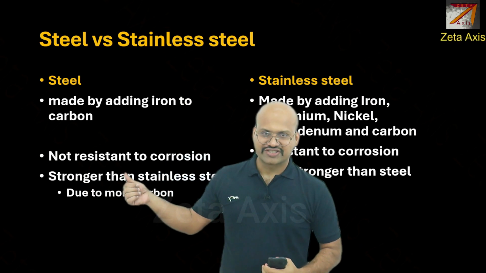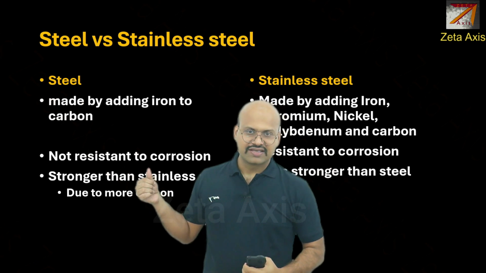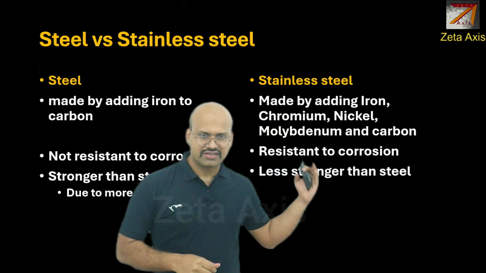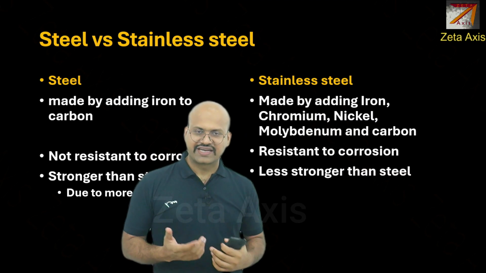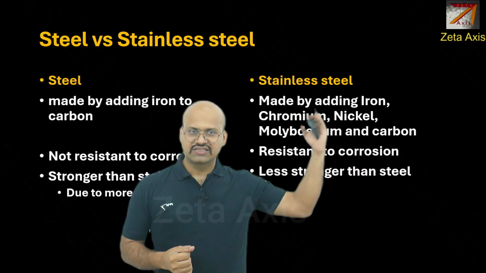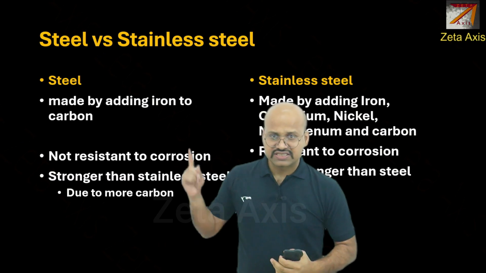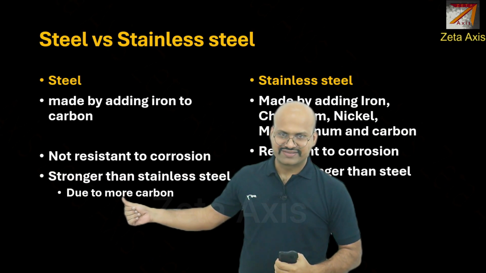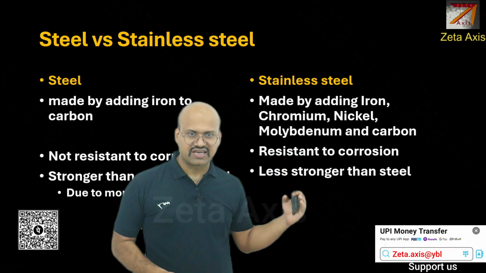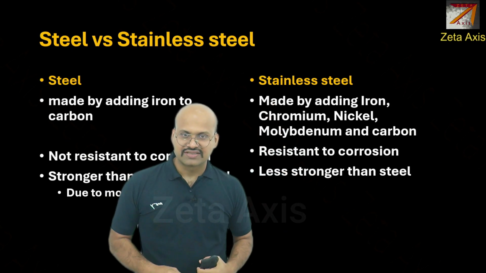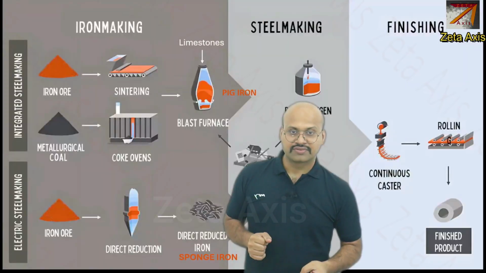So this is not resistant to corrosion and is generally slightly reddish in color, while this is resistant to corrosion and has a shiny surface. All the utensils that we see in our kitchen are mainly stainless steel. However, steel is stronger than stainless steel because it has a higher amount of carbon, while stainless steel is less strong than steel because it has a lesser amount of carbon.